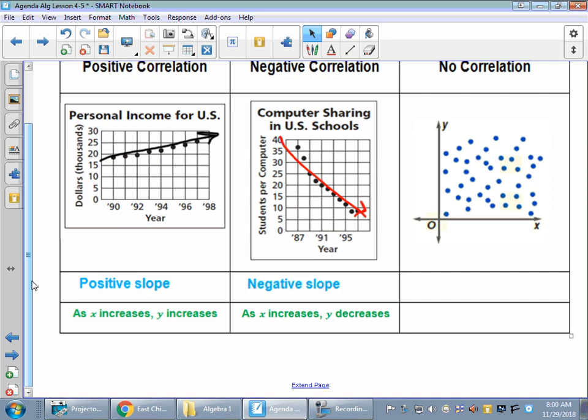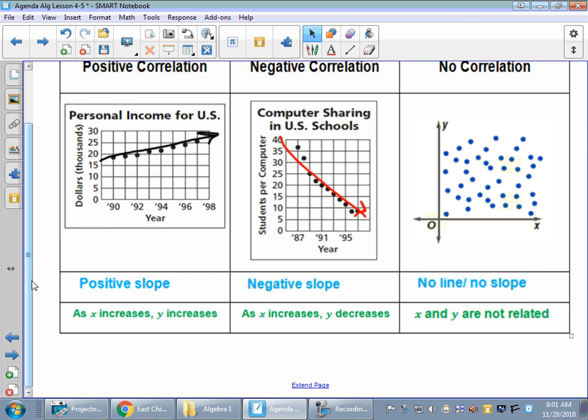And then we've got this one here where there's no correlation, with the dots everywhere. There's not really any way to find slope or find a line of best fit because there's just no way that you could make it fit all these different data sets. And then we could basically say that x and y are not related. The x had nothing to do with the y, or vice versa. The y had nothing to do with the x.